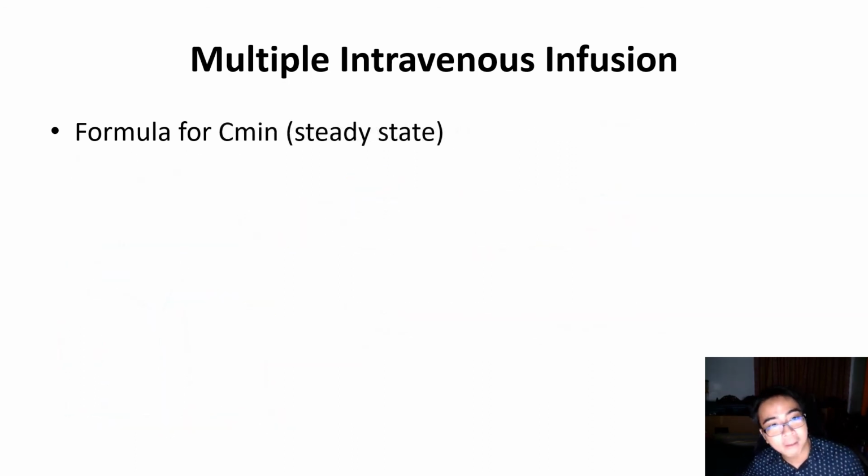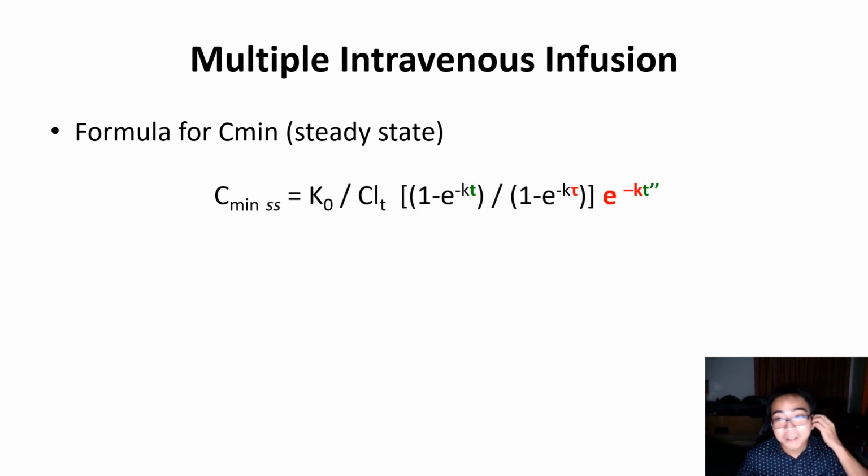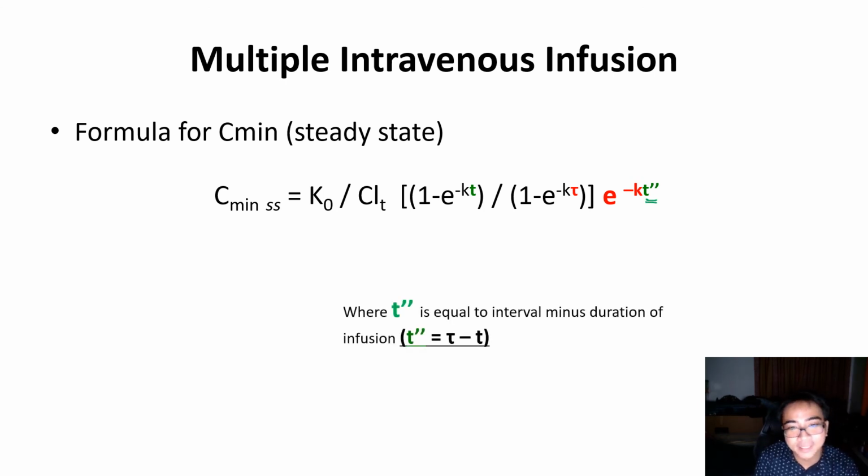What about the formula for C mean at steady state? Okay, madali lang din naman yan. Pero tingnan nyo, para katulad nung kanina, pero this time, instead of T prime, T double prime. Alright? So, ano yung T double prime na yan? Okay, this is tau minus T, where T double prime is equal to the interval minus the duration of infusion.